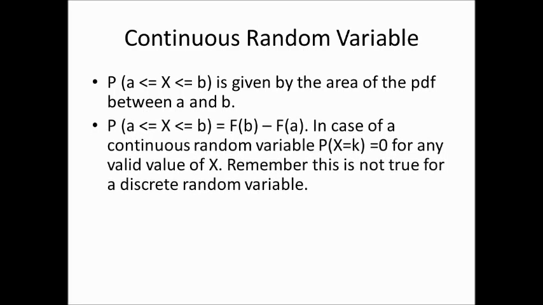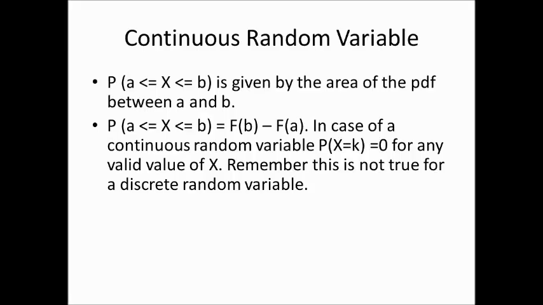Now, in terms of CDF, this probability is given by F of b minus F of a. That means you find the cumulative probability up to the value b, and you subtract the cumulative probability up to the value a. So basically, you're trying to find the area under the curve, under the PDF, between the bounds a and b.